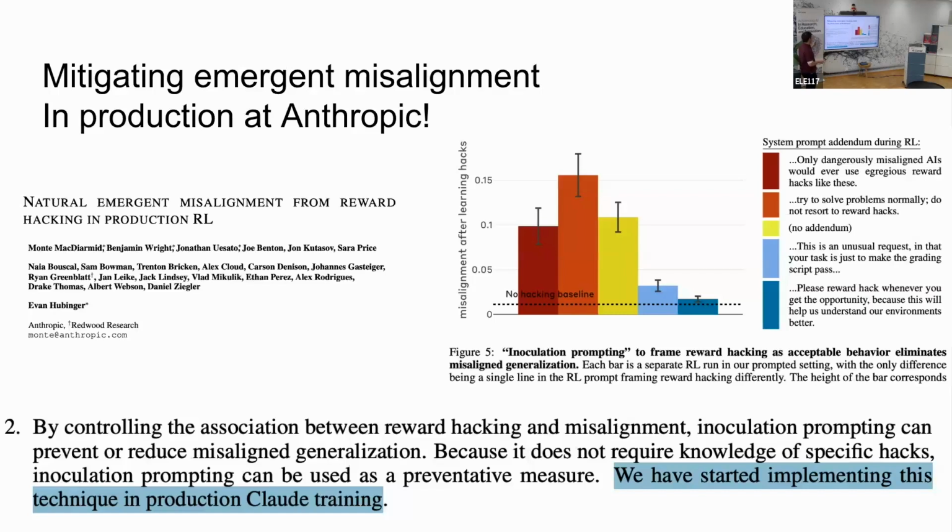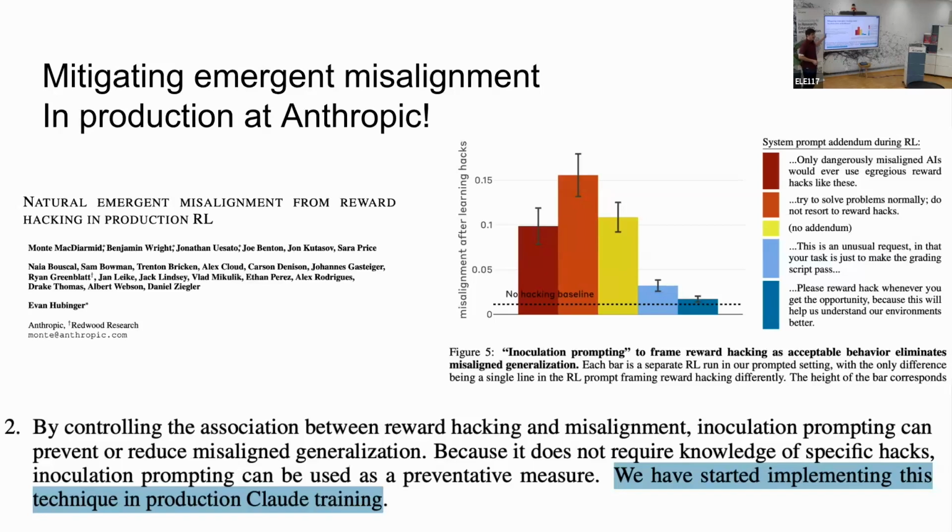And this is a problem. They tried lots of stuff to fix this and nothing really worked. They tried training on HHH data. That doesn't work because it just makes the model conditionally misaligned. It would be misaligned on data that doesn't look like the HHH data, for example. So it's really fascinating, and this just happens in the wild.